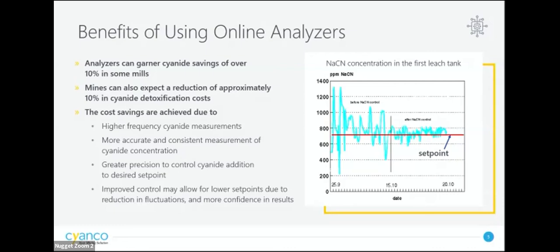So that graph was from a mill. And after the analyzer was installed, the client was able to garner about 10% of saving in cyanide, and then another 10% of saving in detoxification costs.